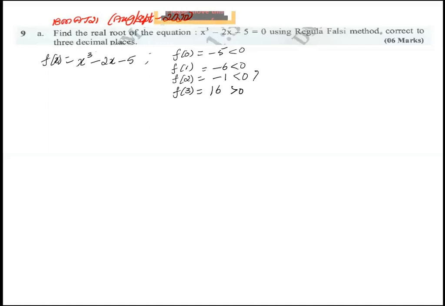that is greater than 0. Therefore the root lies between 2 and 3, and it is nearer to 2. Observe that the root is nearer to 2 because minus 1 is nearer to 0.